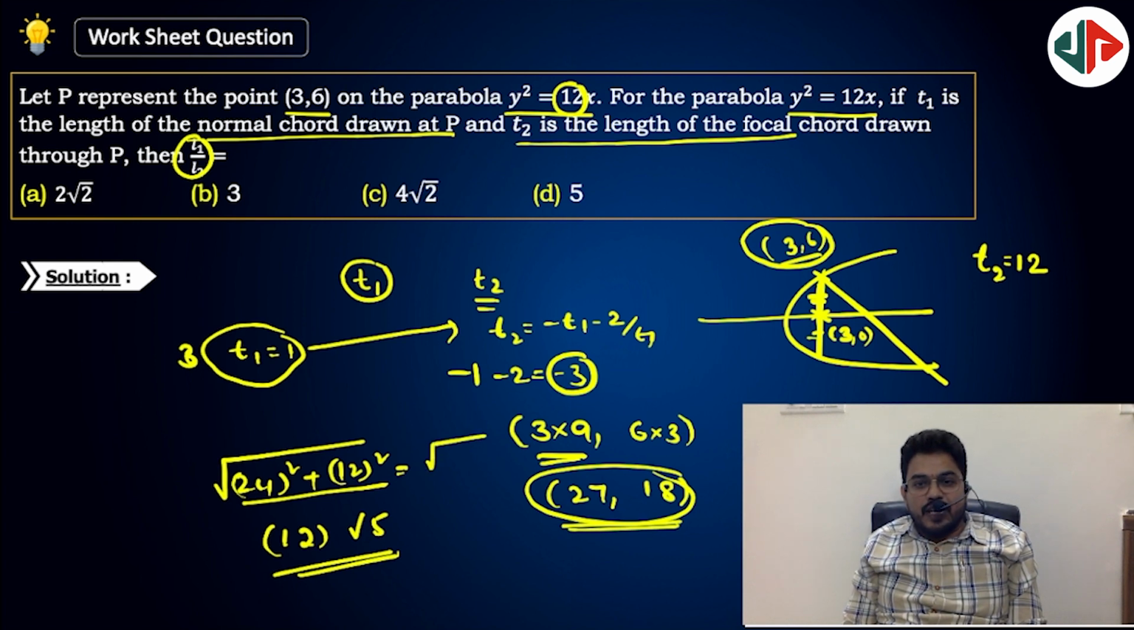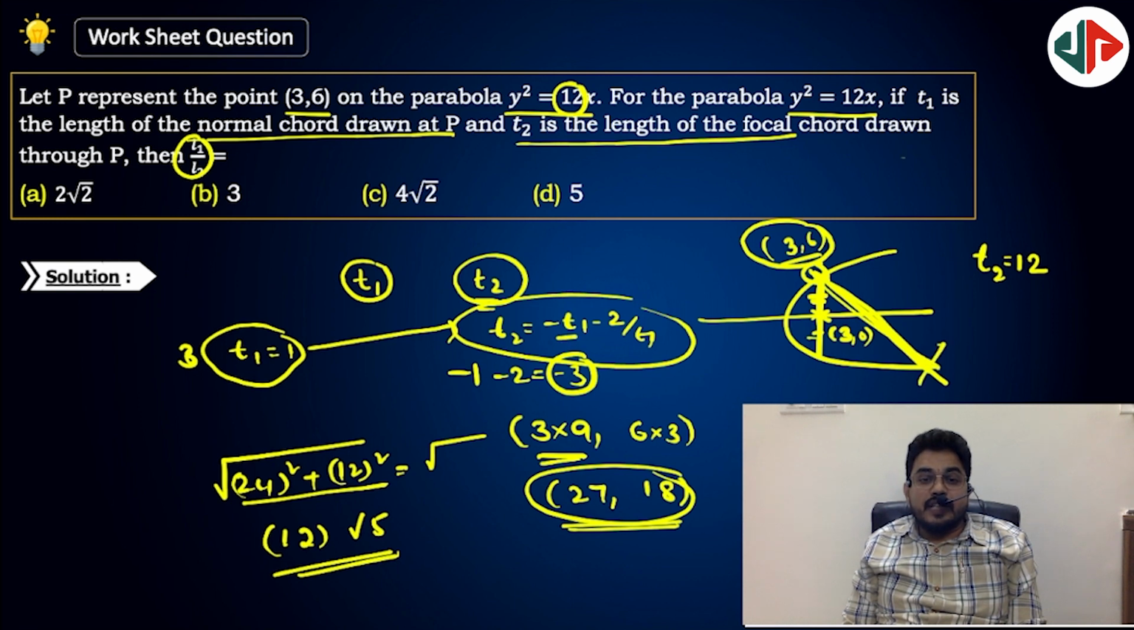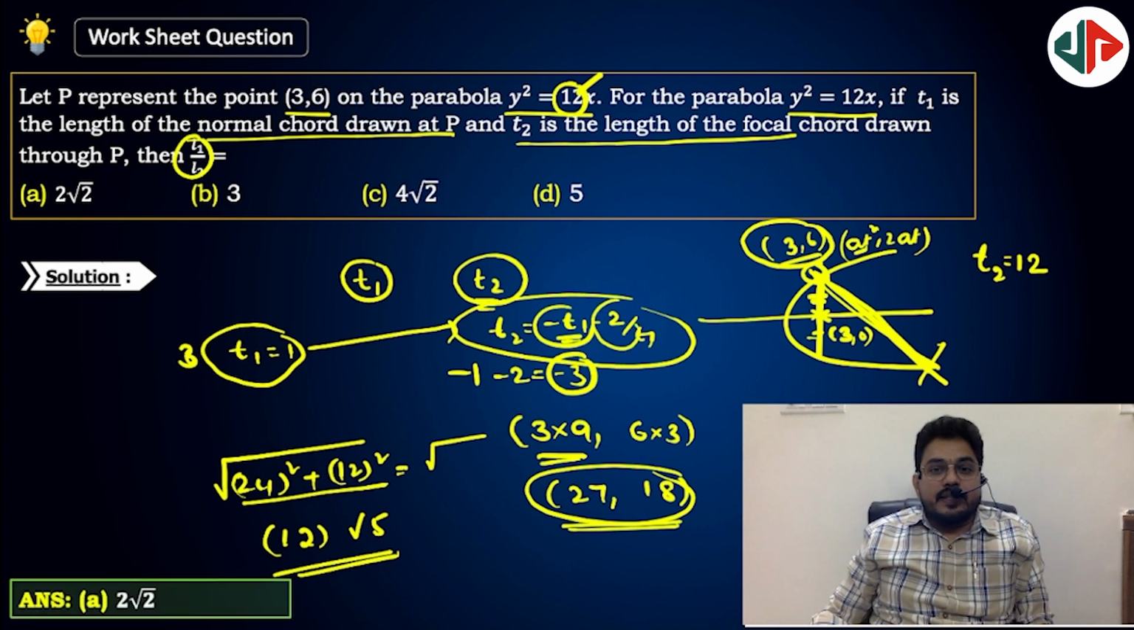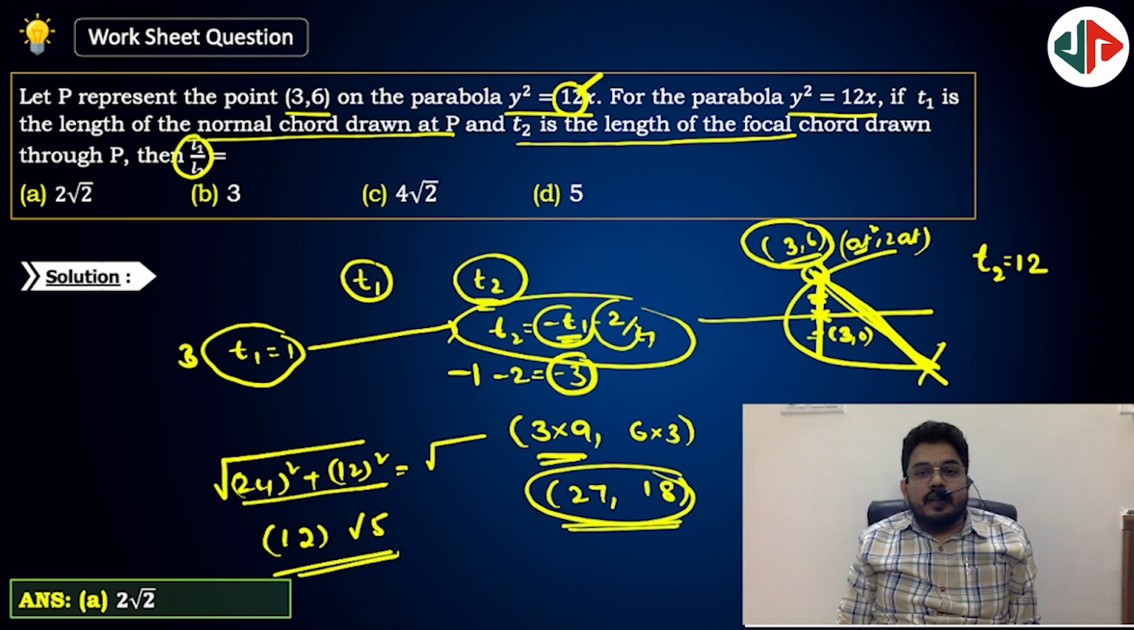So 3 comma 6, normal chord. Because your normal at T1 meets the parabola again at T2. What is T2? Minus T1 minus 2 by T1. This is AT square comma 2AT. A is equal to 3. AT is equal to 1. So it is minus 1 minus 2 minus 3 we have taken. So simplify, you are going to get the answer.